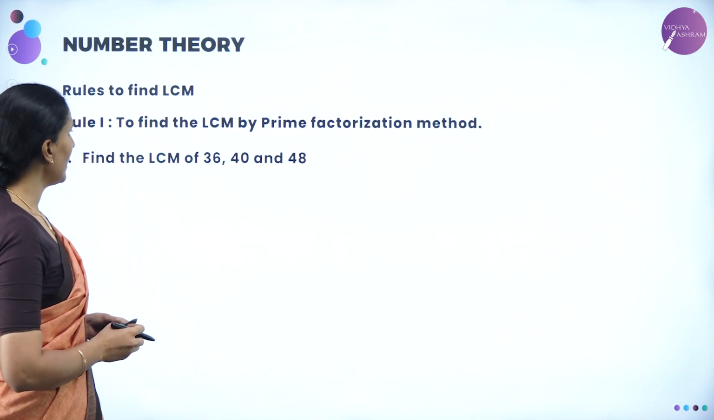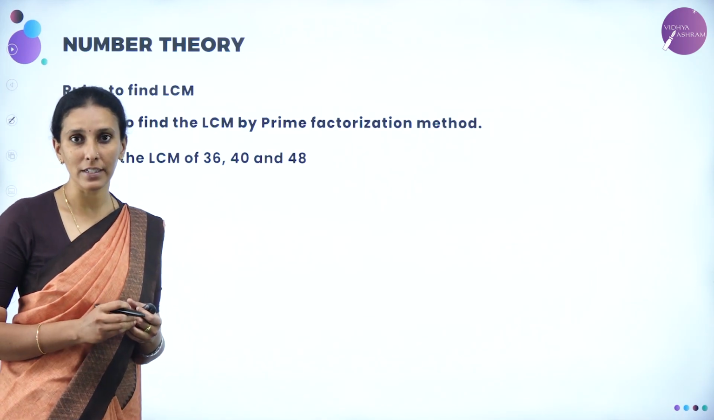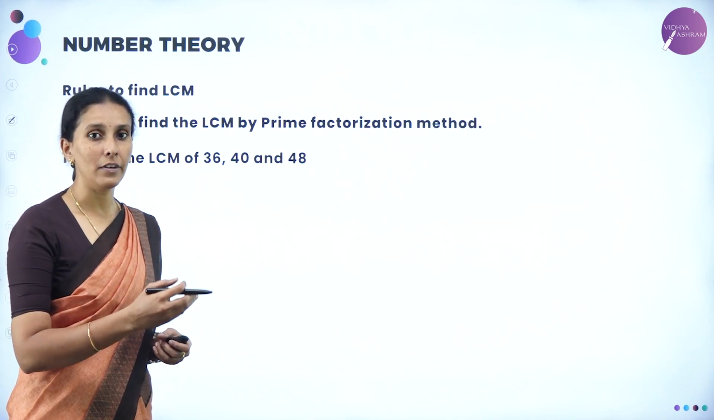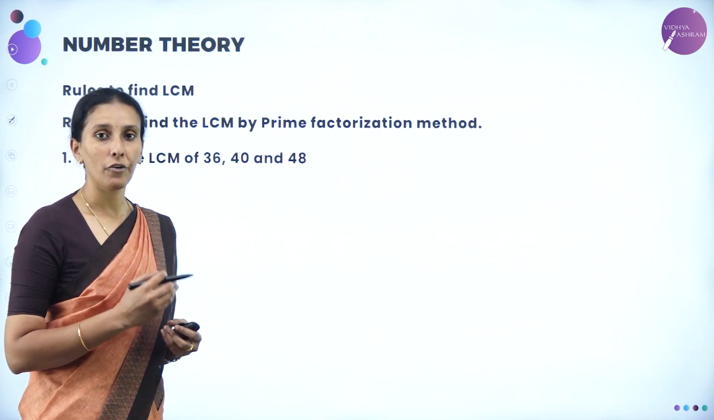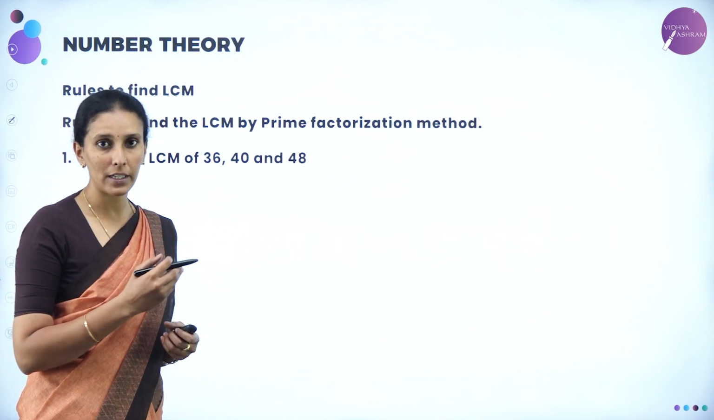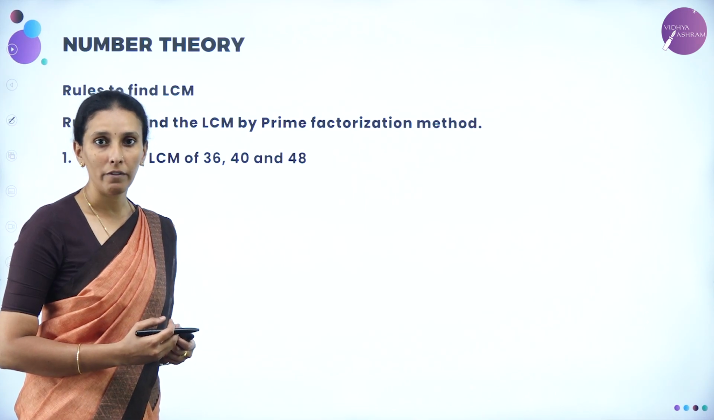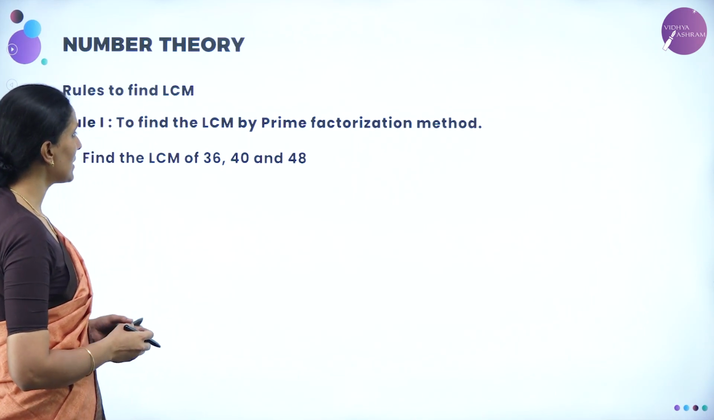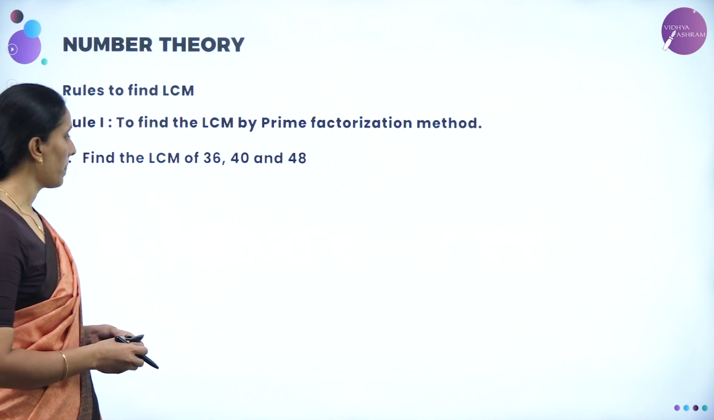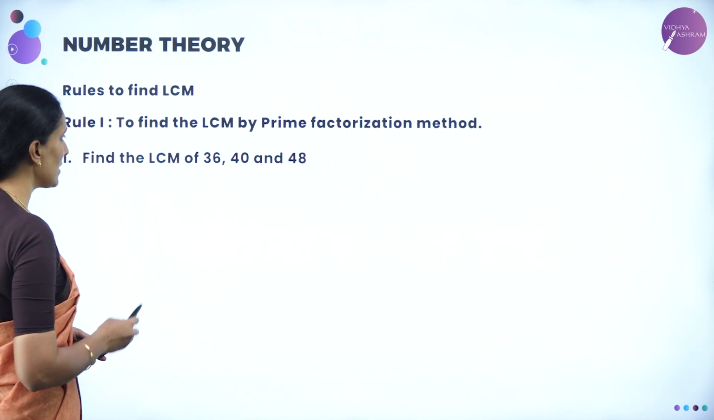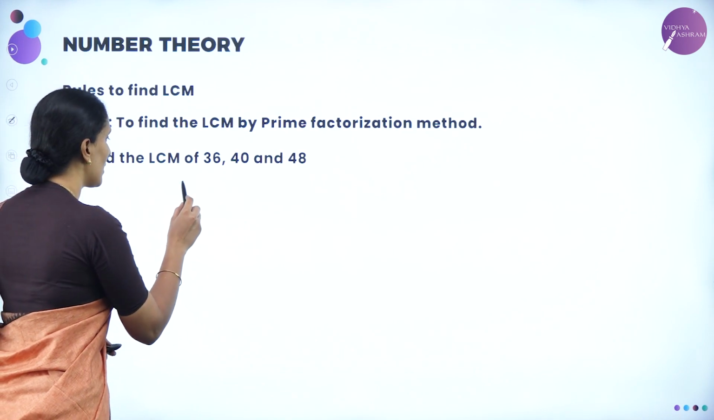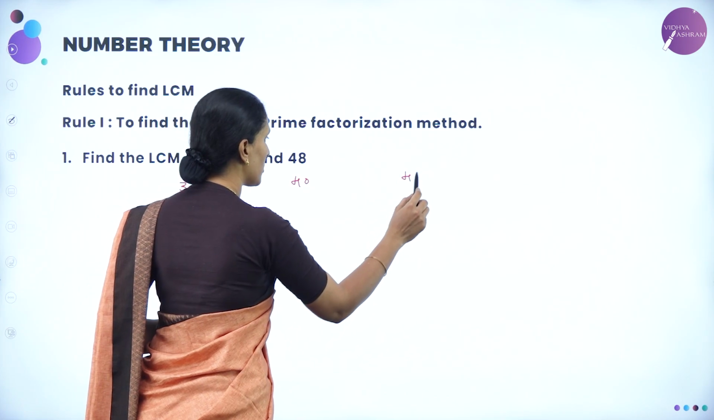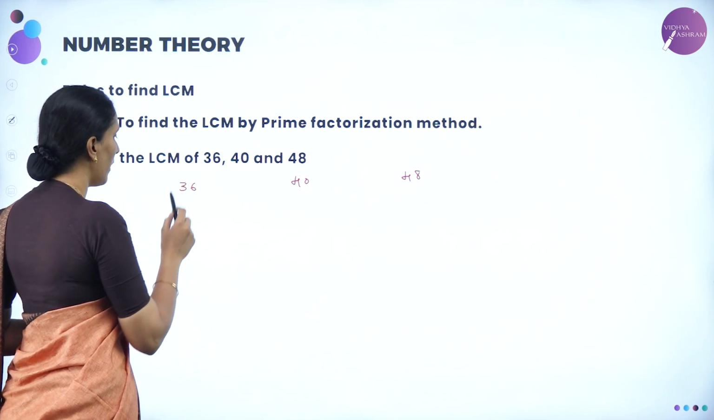To calculate the LCM, we have the very first method, the prime factorization method. In the last session, we learned how to find the HCF of given numbers using the prime factorization method as well as the long division method called Euclid's algorithm. So here, let us find the LCM by the prime factorization method. Find the LCM of 36, 40, 48. First, let us express 36, 40 and 48 in the form of canonical representation.